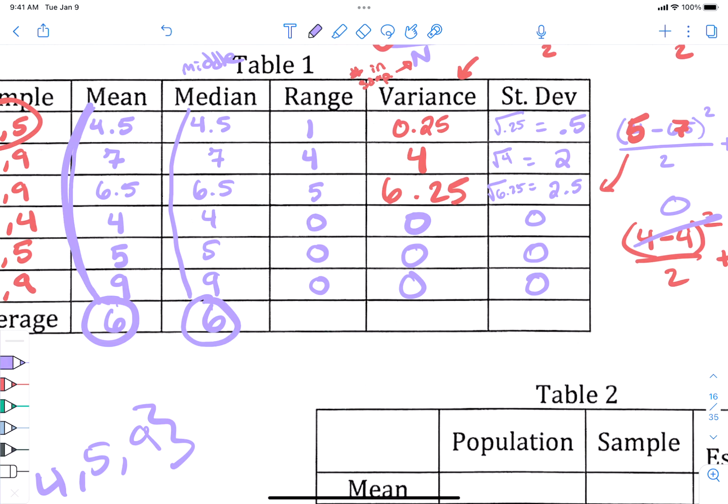So 1, 4, 5, that is 10 divided by 6, which is 1.67, something like that. Variance, if we add those, 6.5 plus 4 is 10.5 divided by 6, a little bit more than 1.67. 1.75, perfect. And the other one would be 5 divided by 6, 0.83 repeating. We'll just go 0.83. Okay, so those are the numbers we get.